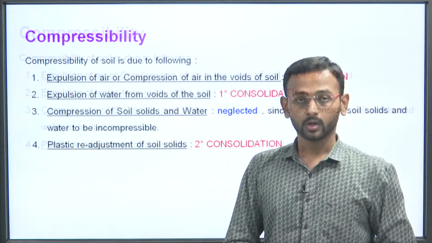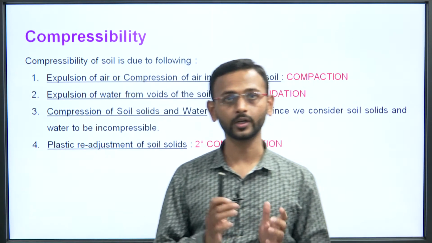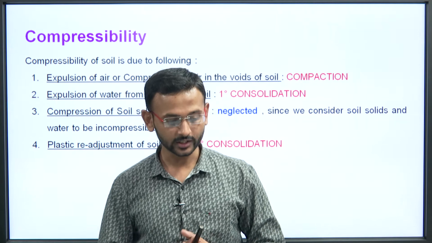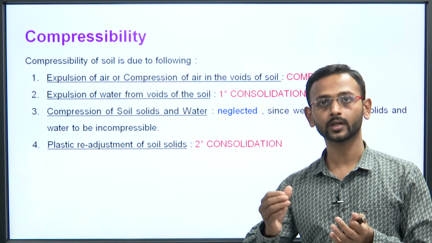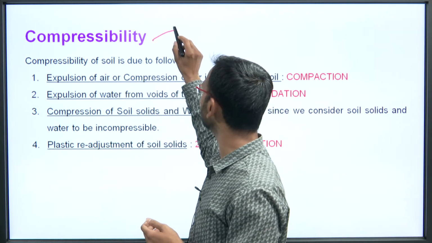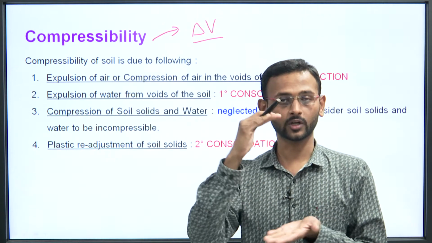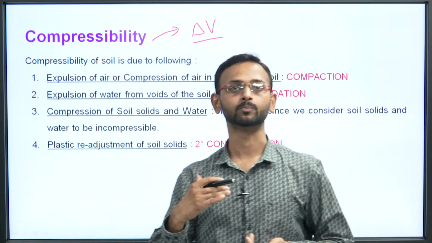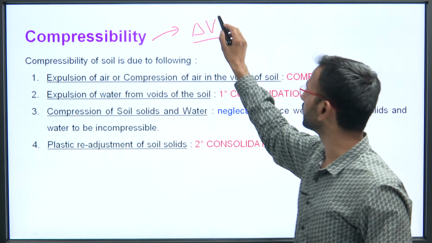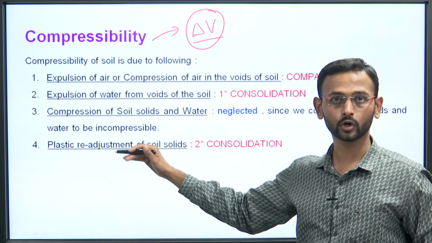Now understand one more thing, that compressibility of the soil is due to the following 4 factors. Whenever we talk about compressibility, always keep in mind that the volume is being changed: whatever the initial volume, that volume will get somewhat reduced. Now what is the reason for this volume reduction? There can be 4 reasons.